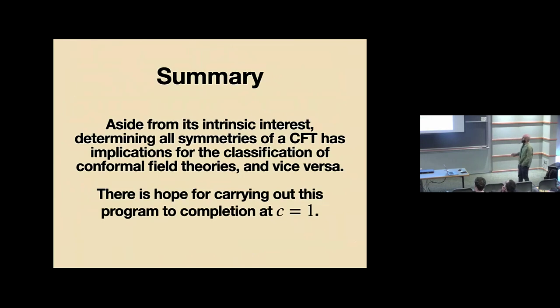So the upshot is that the classification of conformal field theory and the classification of line operators in a given theory are 2 very closely related problems, and you might think that figuring out everything at C equals 1 is something you might hope to be able to do soon.